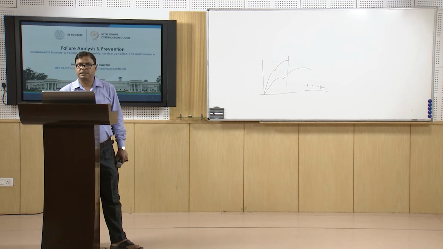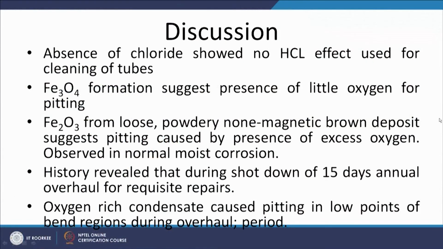Fe3O4 formation suggests that the oxygen available for the pitting was limited, and Fe2O3, formed as a loose powdery non-magnetic brown deposit, suggests the pitting was caused by the presence of excess oxygen, which was observed in the normal moist corrosion pits which were there.